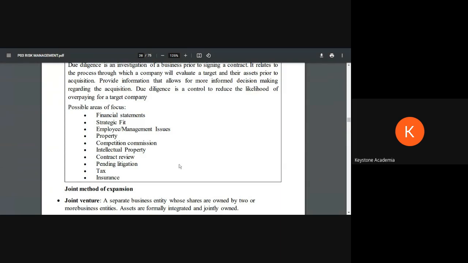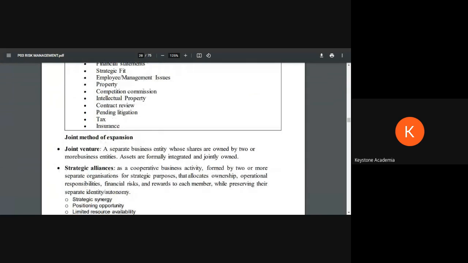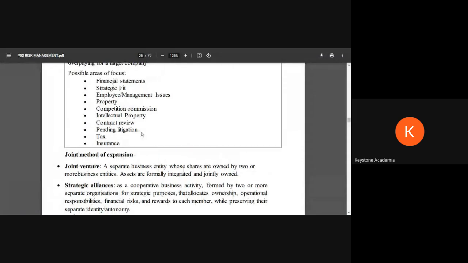Pending litigation, if companies have litigation, who will deal with that, how they will deal with it, how much it will cost. Taxes, do they have tax pending and all. Insurance, do they have insurance. One more thing they are missing is debt, how much debt they have and what to do with the debt. Debt is very important. Sometimes debt can be transferable to the new owner.